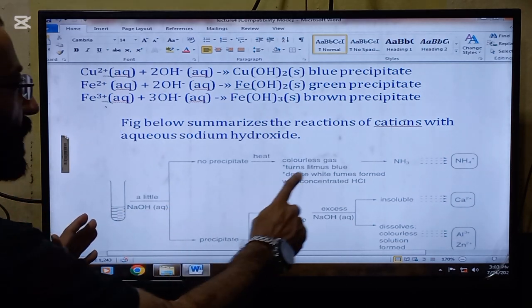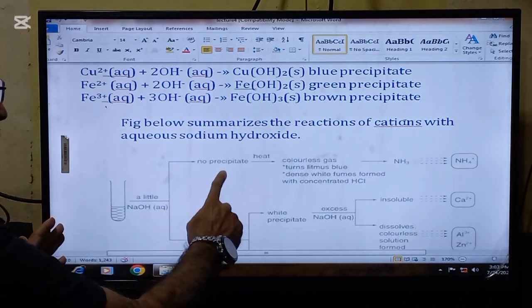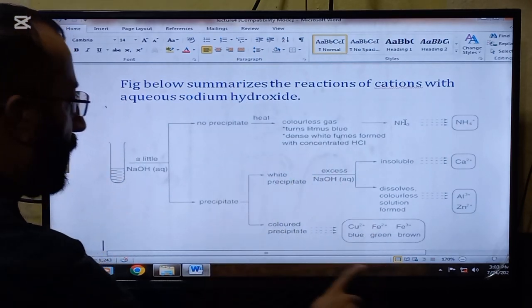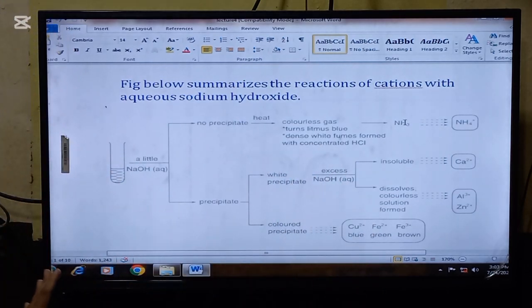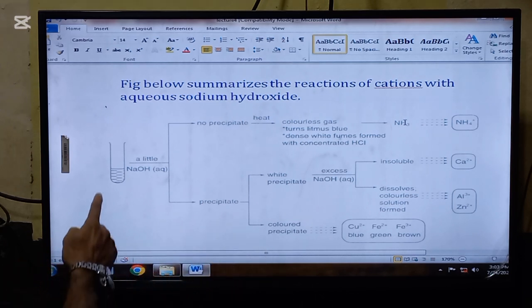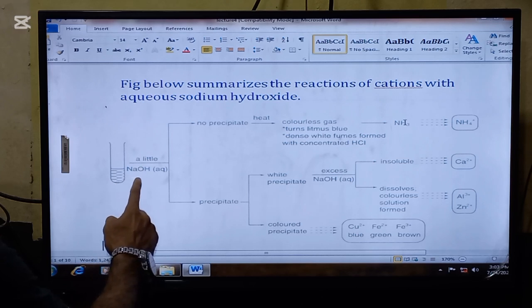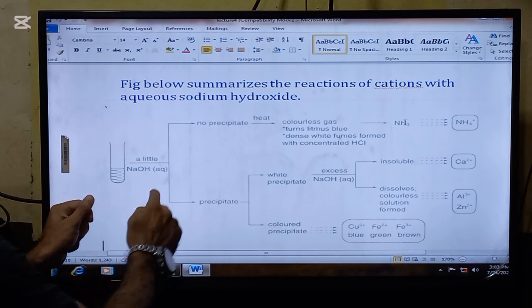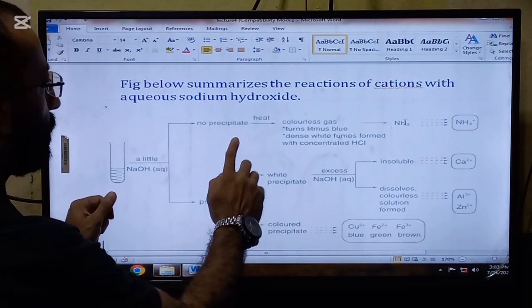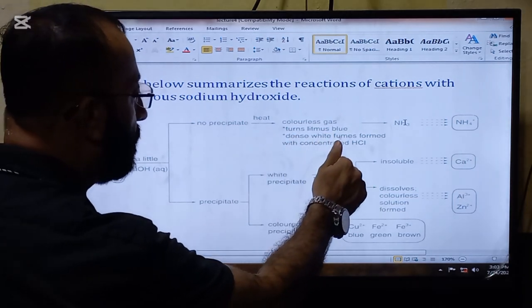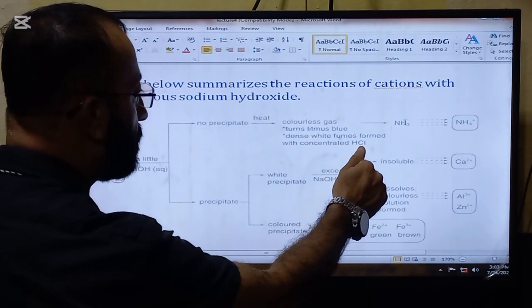The figure below summarizes the reactions of the cations with aqueous sodium hydroxide. So concentrate, this is the figure which will make all your concepts clear about how we identify the cation. Look now, here is a little aqueous NaOH. When aqueous NaOH reacts with the metal ion, if no precipitate is formed, then on heating a colorless gas turns litmus blue, and dense white fumes are formed.